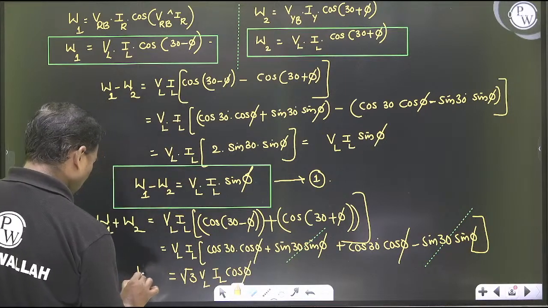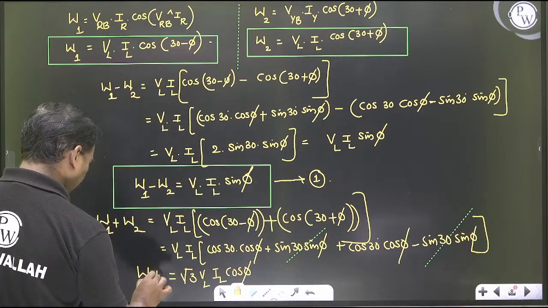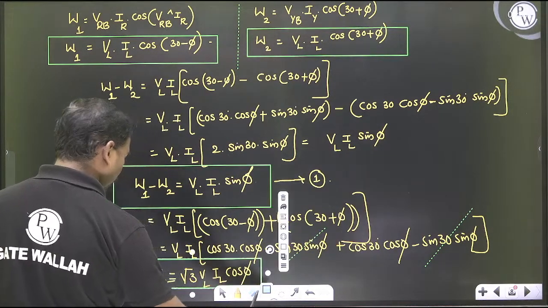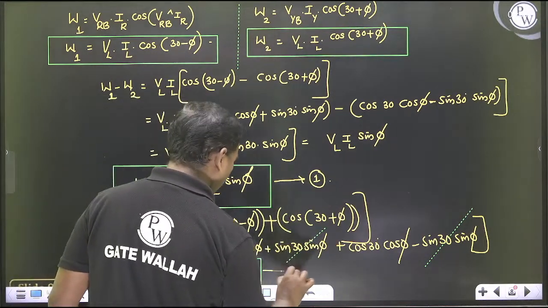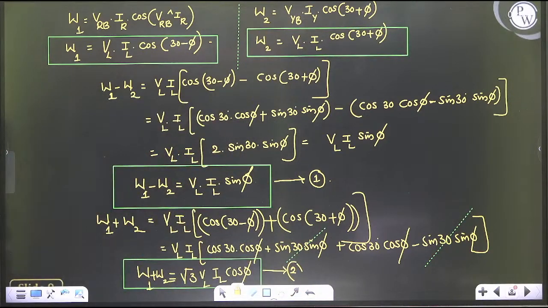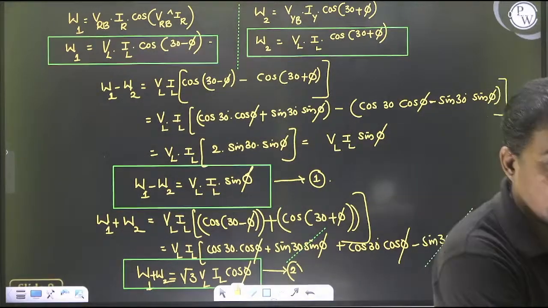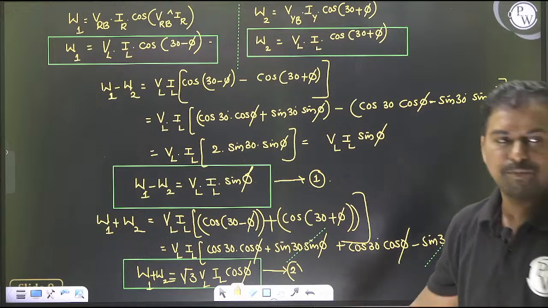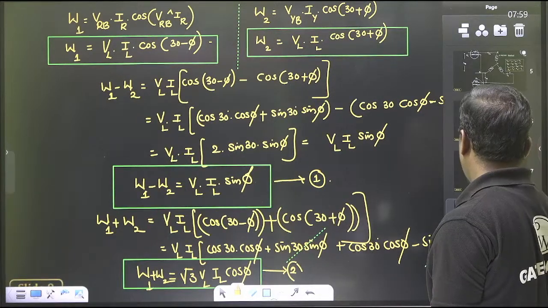So these are W1 plus, please make a, this is second expression. So we got the W1 minus W2, we got W1 plus W2. विकास जी समझ गया? चलो, now let us go for 3 and 4.